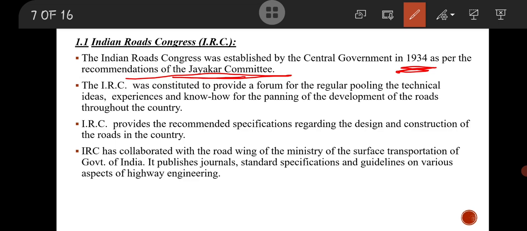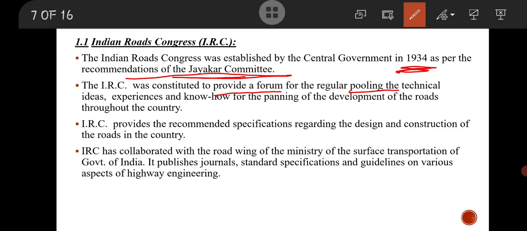Then, what are the functions of IRC? What is the importance of IRC? IRC is the Indian Road Congress. It is constituted to provide a forum for the regular pooling of technical ideas, experience, and know-how for the planning of the development of roads throughout the country.